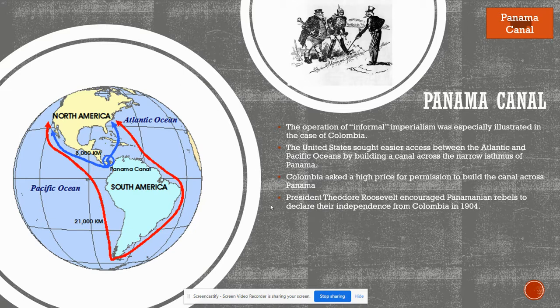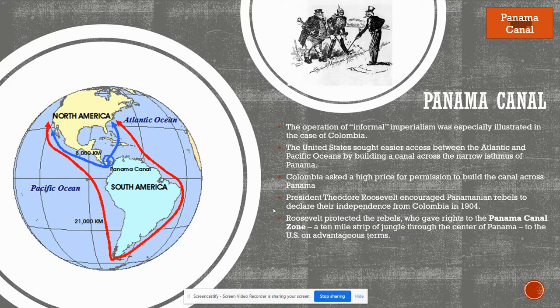So what we did was, President Theodore Roosevelt encouraged the Panamanians, who were part of Colombia at that time, to rebel against Colombia and declare independence. Roosevelt protected the rebels, who gave the rights of the Panama Canal Zone, a 10-mile strip of jungle all the way through Panama, to the United States. And so just that little strip of area became pretty much U.S. territory. The U.S. then applied advanced technology to dig the canal, which took 10 years to complete.